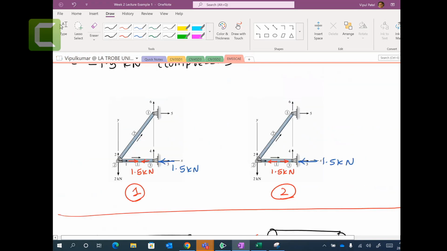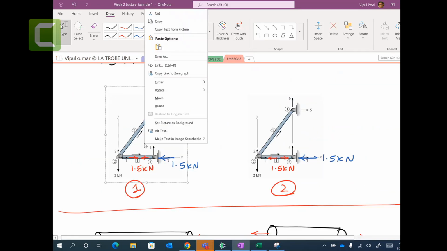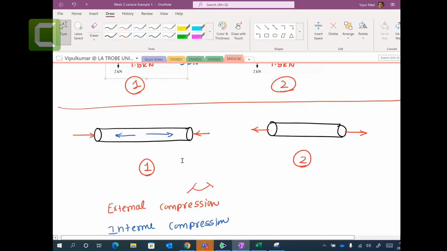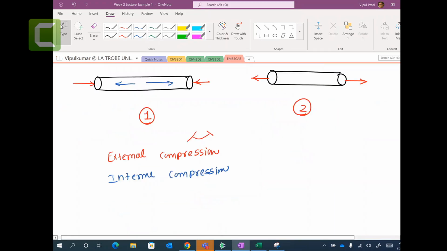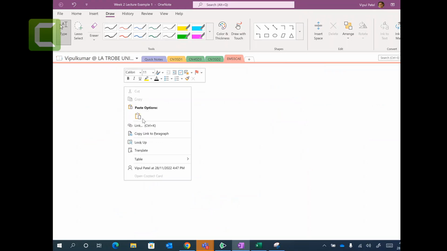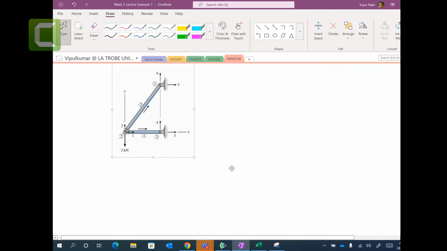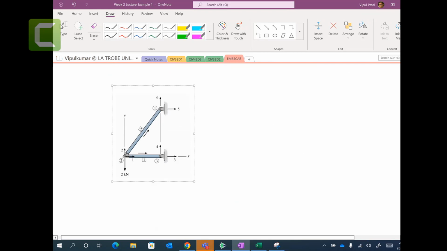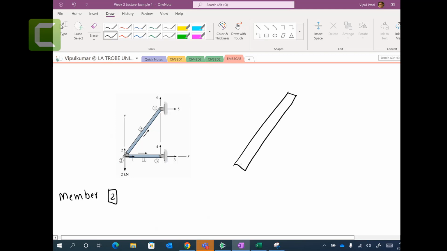Now the next target is to get these guys here, and then we will get this one. So okay, now member number two. Let's say member number two. Draw it up. Here you go. Member number two.